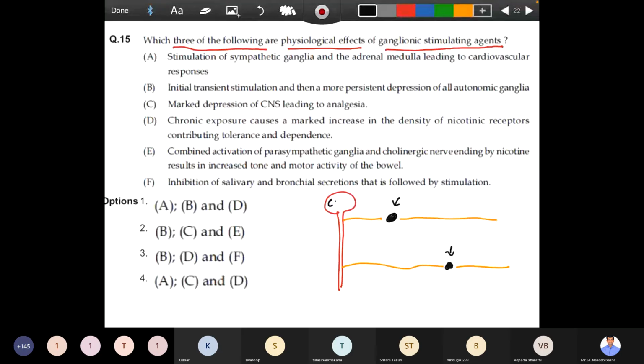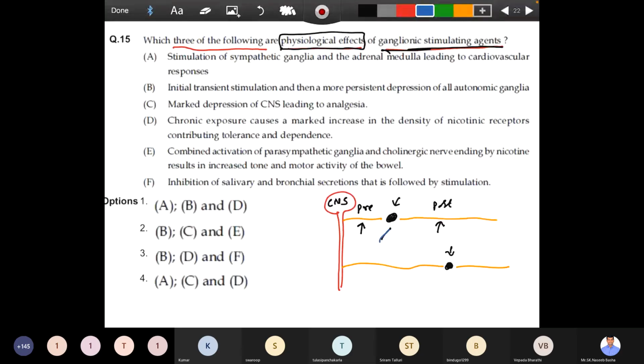Brain and spinal cord. So in the ANS, you have a neuron which is before this ganglion, and a neuron after this ganglion. This is known as preganglionic. This is known as postganglionic. So this is the basic setup. The question asks you to tell the physiological effect of ganglionic stimulating agents. So there are agents which can stimulate this ganglion.